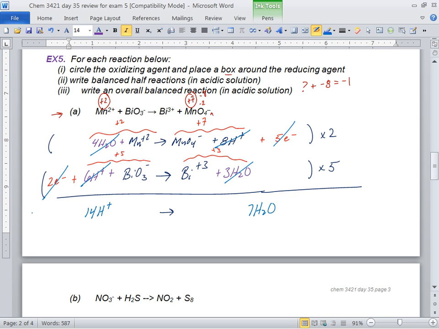I'll have 2 manganese 2 ions. 5 of those complex ion bismuth polyatomic ions. I don't know what that's called. I've got 2 permanganates, 5 bismuth 3s, that should be it.